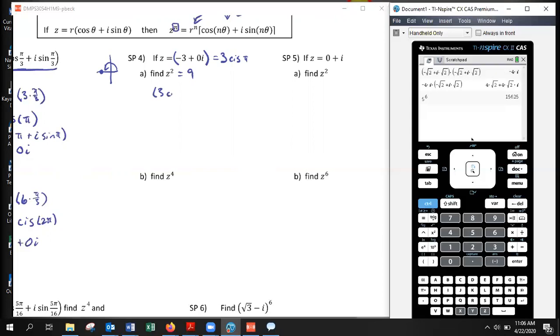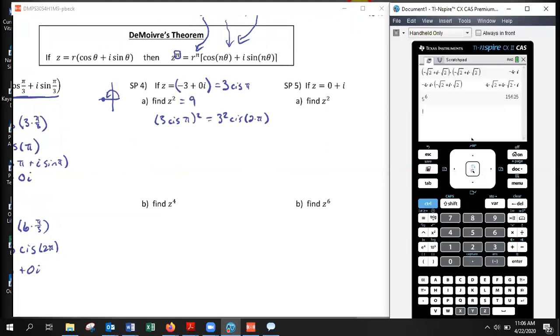If I take 3 cis pi and I square it, that ends up giving me 3 squared cis of 2 times pi. Remember, this is where we're using DeMoivre's theorem. We're taking our radii to that power, and then we're multiplying our angle by that power, which gives us 9 cis of 2 pi. Now, cosine of 2 pi, once again, is 1. 9 times the sine of 2 pi, 9i times 0, that just gives me 9. Once again, it's that connection of how the real number system and the complex number system really combine together into one.